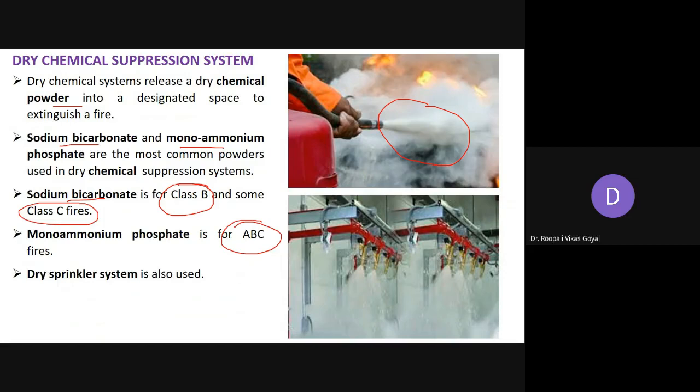And generally sometimes dry powder sprinkler systems are also used. Instead of water, it will apply this dry chemical powder. Okay, and that will extinguish the fire.